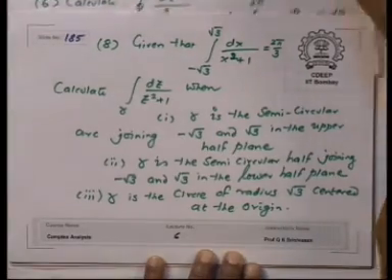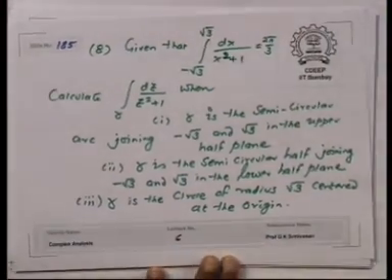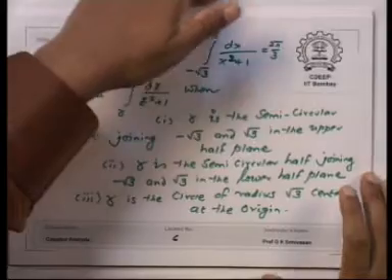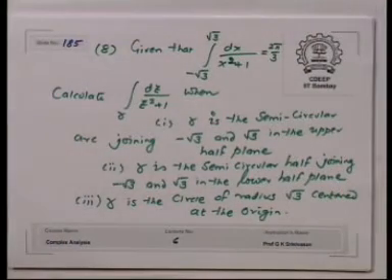Given that minus root 3 to root 3 integral dx upon x squared plus 1 is 2 pi by 3. Calculate integral dz upon z squared plus 1 over gamma, when gamma is a semicircle or arc joining minus root 3 and root 3 in the upper half plane. Gamma is a semicircular arc joining minus root 3 and root 3 in the lower half plane. Gamma is a circle of radius root 3 centered at the origin.